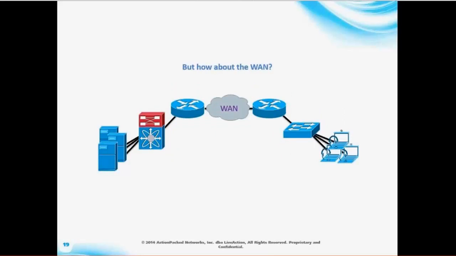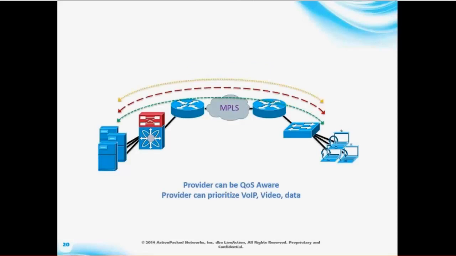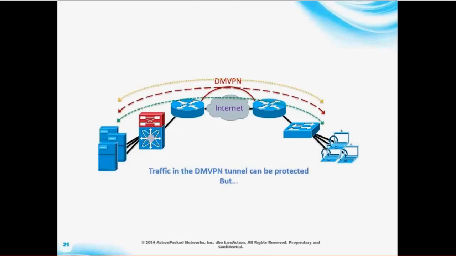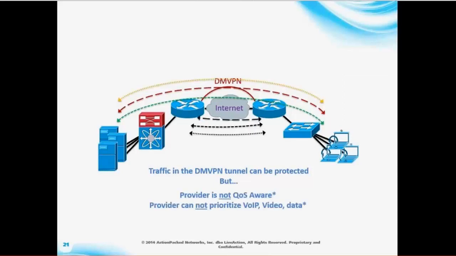How about the WAN itself? What do we do about QoS over the WAN? Well, if we use a traditional service like MPLS that was going to be QoS aware, our service provider will understand our critical data and allow us to protect our voice, video, and high priority applications as it traverses their backbone. But if we begin using the internet with DMVPN tunnels, what do we do then? Well, the good news is the traffic that we put into our tunnels can be protected via QoS. We can schedule how traffic is put onto our tunnels, but the underlying internet, of course, has no knowledge of QoS and has no concept of prioritizing our voice, video, or critical data.